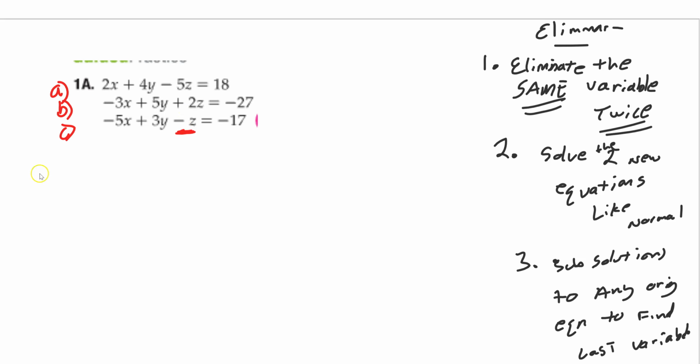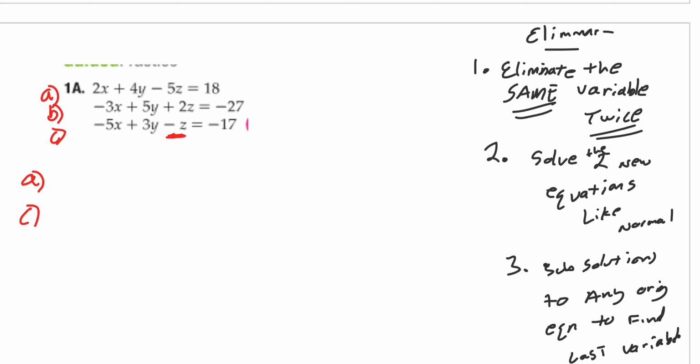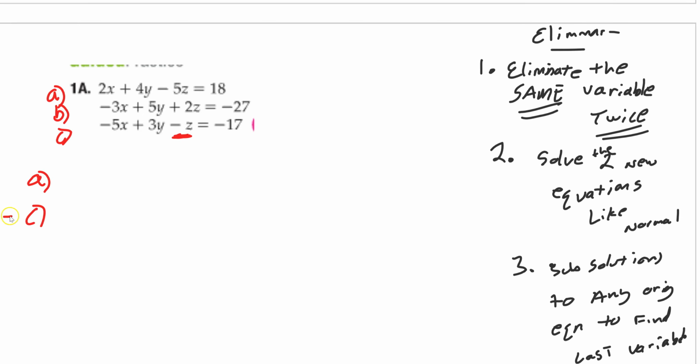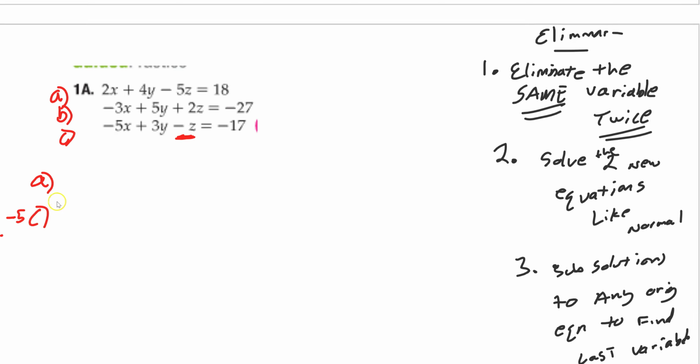So I'm going to do A and C first. If I want these to cancel out, I'm going to multiply the bottom row by -5. So I multiply the whole bottom row by -5. The first one, leave it alone. Now it's so easy to make a small mistake, just forgetting a negative or adding a negative where it shouldn't go, and then you're messed up for the rest of the problem. We'll multiply the bottom row by -5.